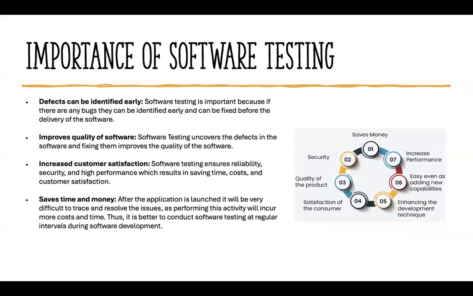So let's talk about why software testing is important in the software development lifecycle. So some things that we can do with software testing is it can help us save money for the project because defects can be identified earlier on in the development process instead of releasing the software and then solving it later. So software testing is an important tool because if there are any bugs, they can be identified early and can be fixed before the delivery of the software.